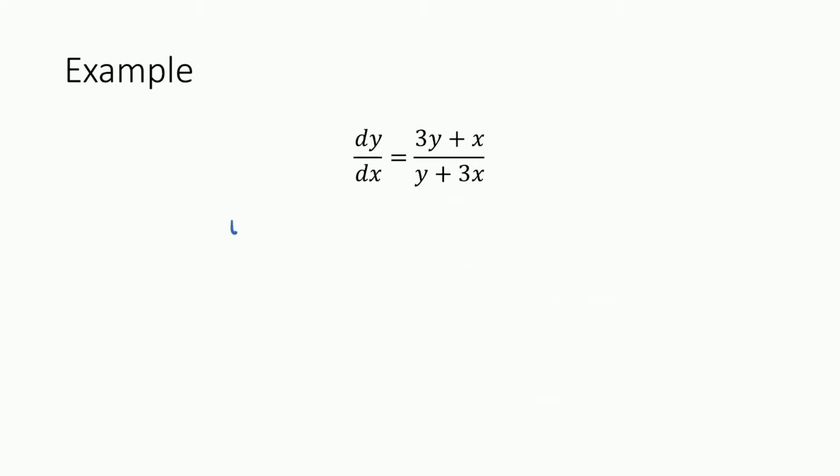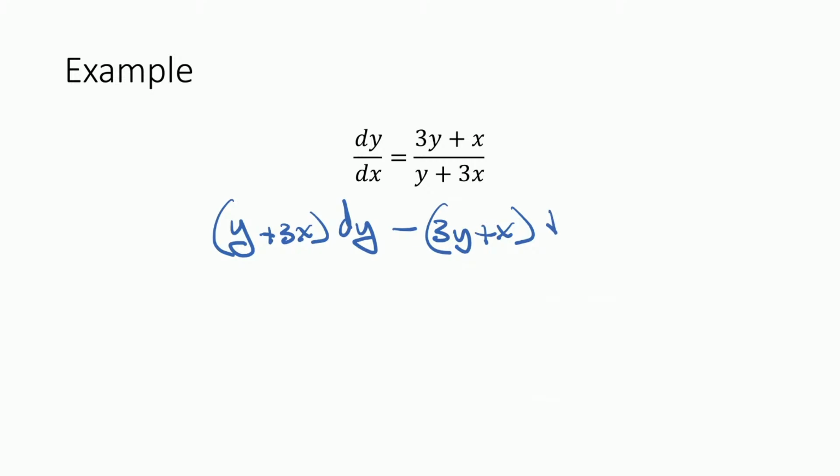I'll get it started, I suppose. So y plus 3x times dy minus 3y plus x dx is equal to 0. So there it is. Homogeneous, you can see all of the powers here are linear, and all of these are linear. So everything's in good shape. So go ahead and make your substitution. You have the two choices, but you know which side I'm going to fall on. I'm going to do this.